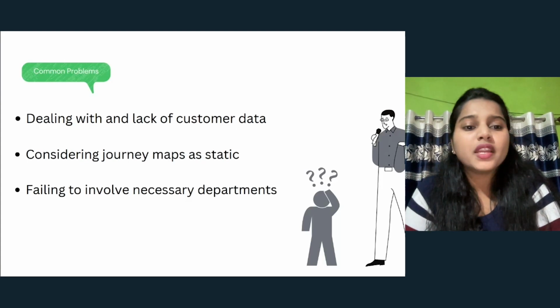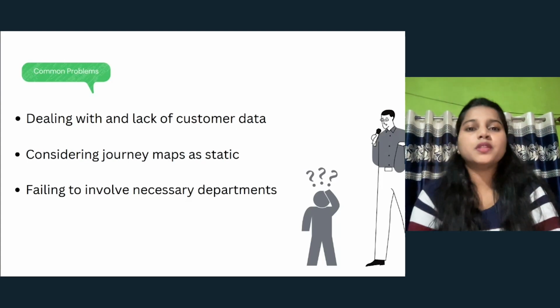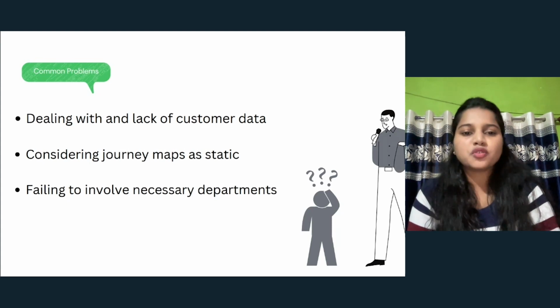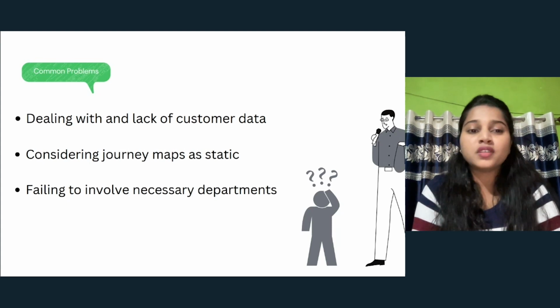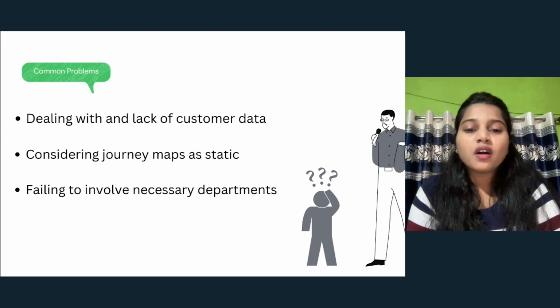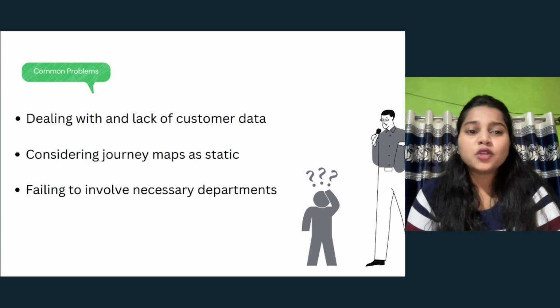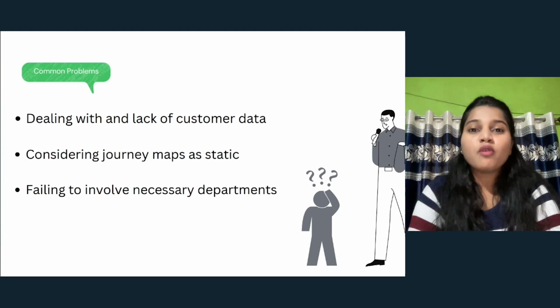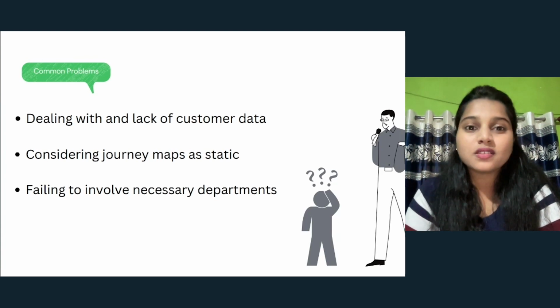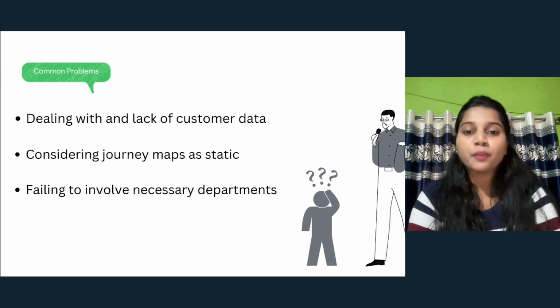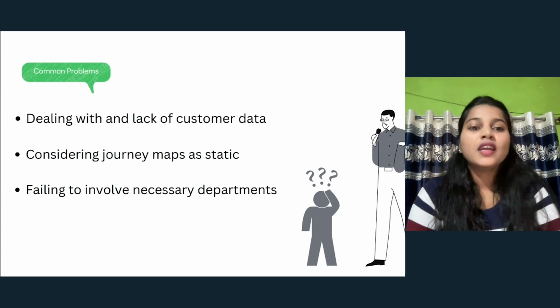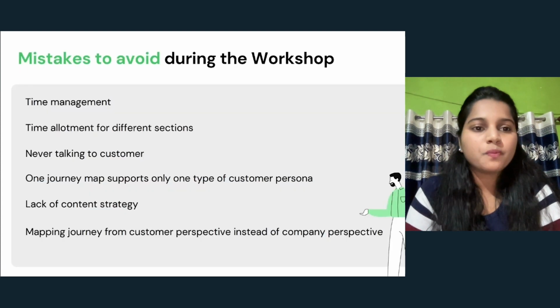Moving forward, failing to involve necessary departments. When working in an organization, we have hundreds and hundreds of different departments. So, when we conduct a workshop, it becomes very difficult to add 50 to 100 people to the workshop and manage them. So, we need to make sure that we involve all the necessary departments whose presence can make a difference in the workshop.